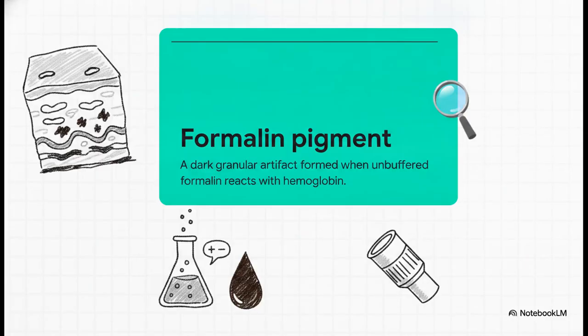The villain here is formalin pigment, technically known as acid formaldehyde hematin. If you make the mistake of using unbuffered formalin to fix blood-rich tissues, the acidic environment allows the formaldehyde to react directly with hemoglobin, and boom, you get this dark brown to black granular artifact that deposits right over your tissue, completely ruining the delicate histological details we worked so hard to preserve.